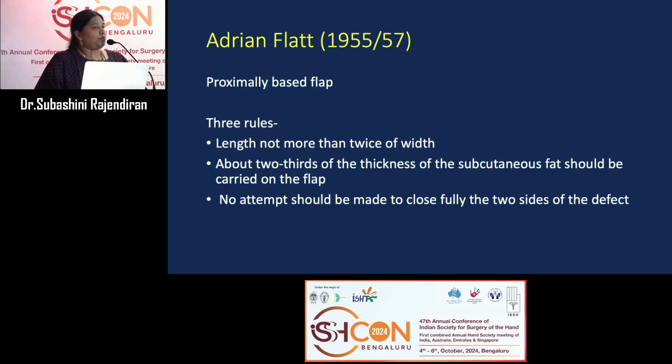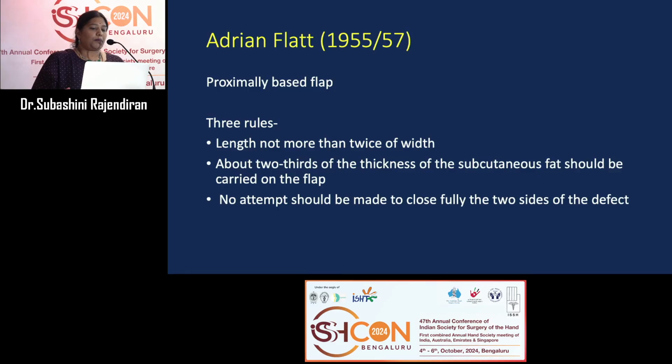Adrian Flat further popularized the flap by two papers published in 1955 and 57. Here he describes the flap as a proximally based flap. He discussed in detail in the paper published in 57 the need of the flap and how to avoid the complications, namely first web difficulty, scar deformity, and PIP joint contracture. He advised following 3 rules which hold good even today.